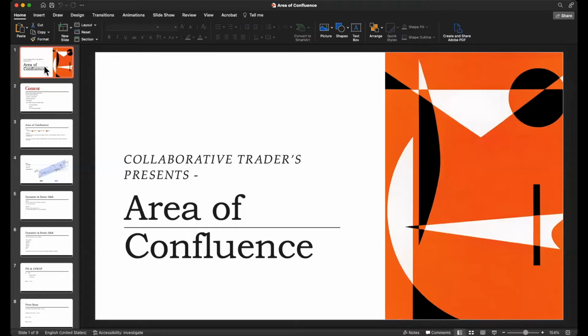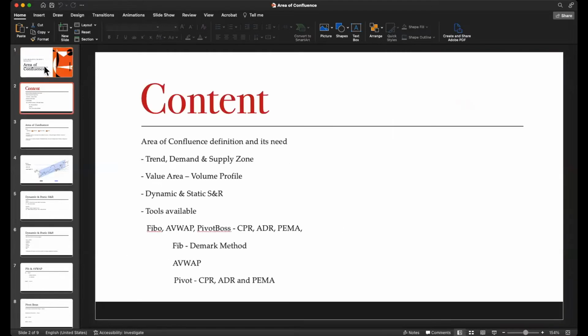Okay, great. So my topic would be covering area of confluence in the next 1 hour. Let me know if you have any question then and there, or if you want to take it later on, that is also good. So for area of confluence, we will be covering the following topics: why we need area of confluence and what is the definition, then demand and supply zone, trend, value area, volume profile, dynamic and static support and resistance, and then the tools available for the above analysis in trading. All this we will show on the chart, how to make sure that we actually identify an area of confluence.